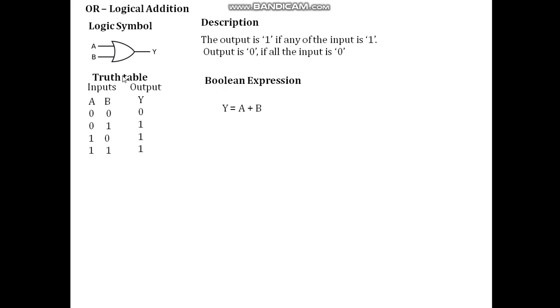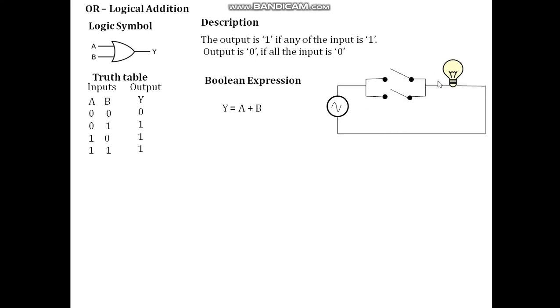And similar to the AND gate, we can explain this OR gate by means of two switches which are connected in parallel, right? Here two switches are connected in parallel, and a bulb is connected to the supply by means of this combination of switches, right? So the first switch can be taken as A and the second switch is taken as B. If the value is 1, the switch is closed, and if the value is 0, the switch is open.